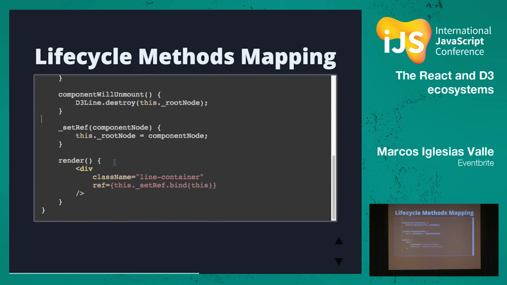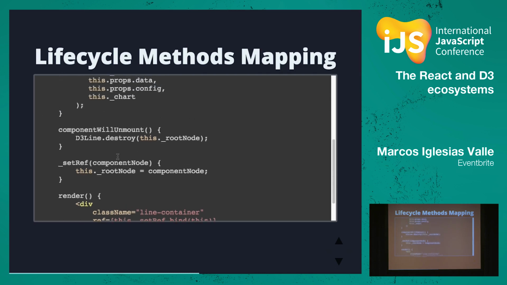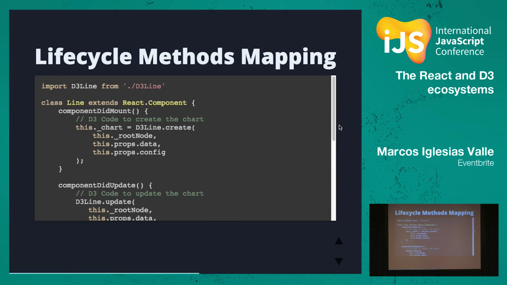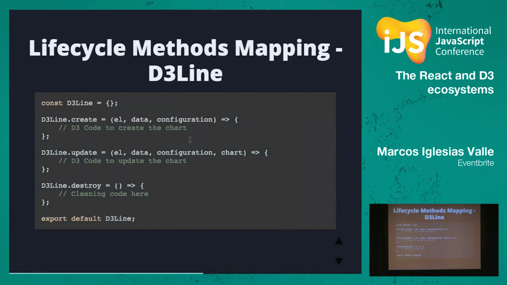We are also using the ref, and we create the container with React as well. Then when we go into the D3 file, this is basically a simple object that has three methods. And inside, we will put our D3 code so that we create, update, or destroy the chart.